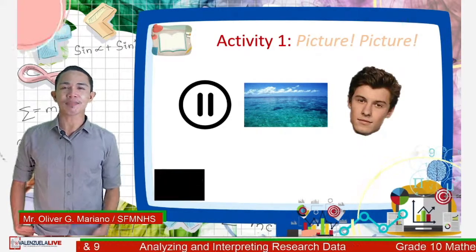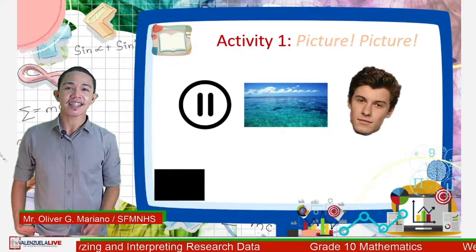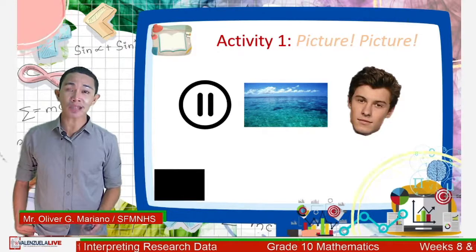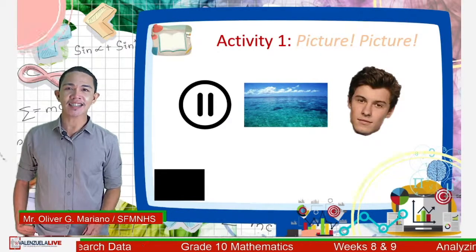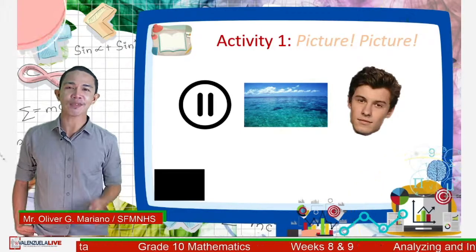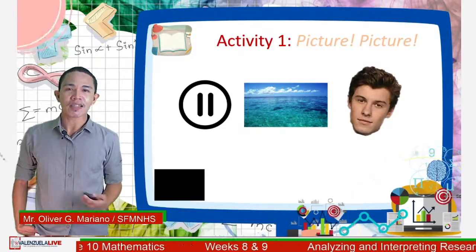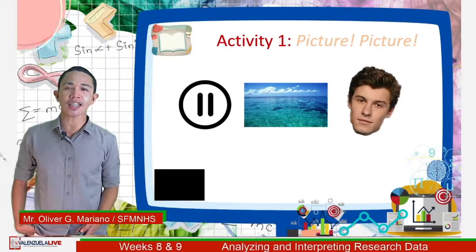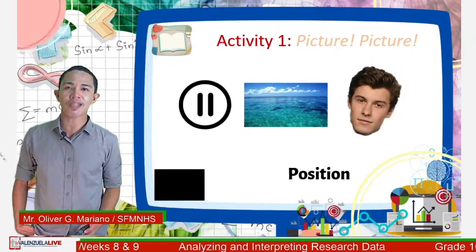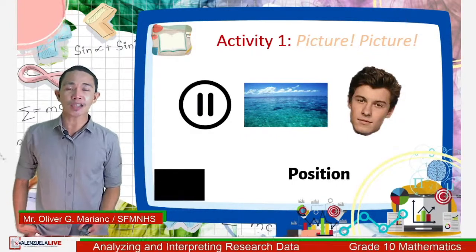Time is up. What do you see on the picture? Nice. We have the pause button, a C, and Sean Mendez. Now, the correct answer or the correct statistical term behind these pictures is position. Let us go to the second one.